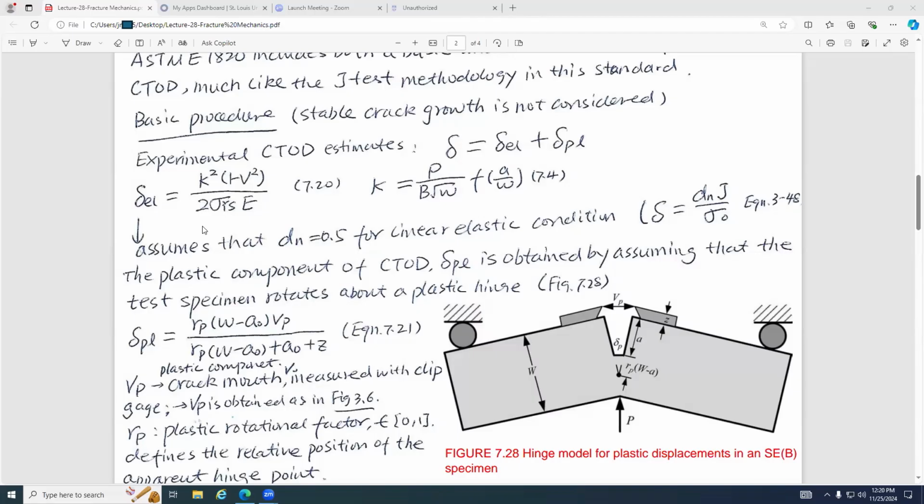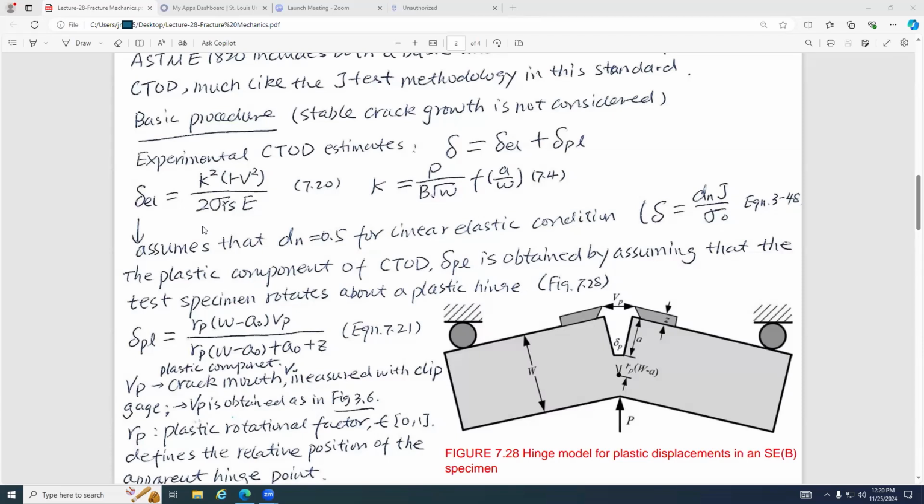So when we recall equation 3-14, delta equals dn J divided by sigma_0. This is what we have learned in equation 3.18. For the plastic part, we will follow this one. This is a hinge, and this is 3-point bending. So these are two support points.